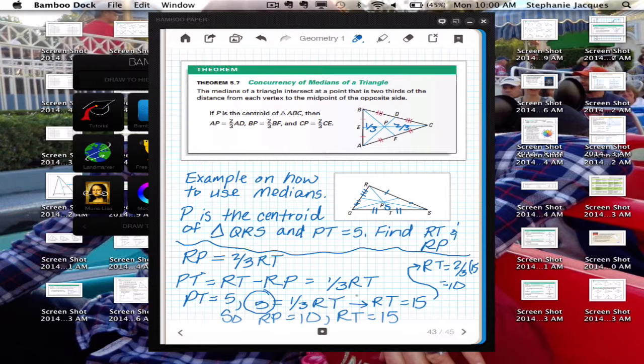And then you go ahead and look over, whoops, I'm sorry, this is RP. Now we're going to find RP. So I know RP is 2/3 of RT. We found out that RT was 15 here. So I plug it into the equation. RP equals 2/3 of 15. And when you compute that, you get 10. So therefore, RP equals 10 and RT equals 15.